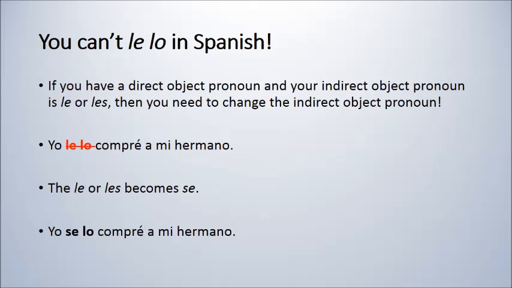This is very important. You can't lay low in Spanish. So if you have a direct object pronoun and your indirect object pronoun is le or les, then you need to change the indirect object pronoun. If we said, I bought it for my brother, and the it happened to be singular and masculine, it would be yo le lo compré, but that can't exist in Spanish. So we change the le or the les to se. So it's yo se lo compré a mi hermano. That's just the way it is.